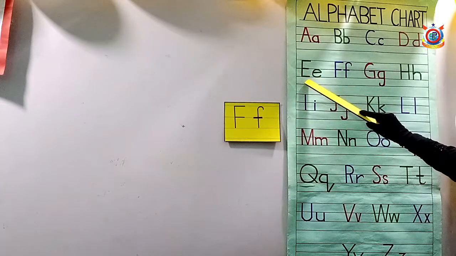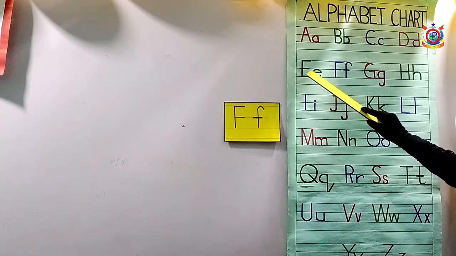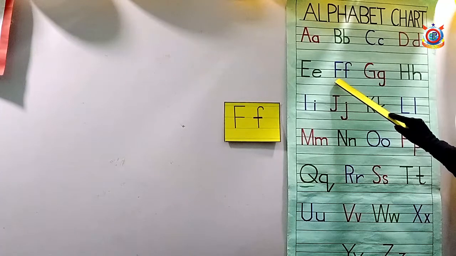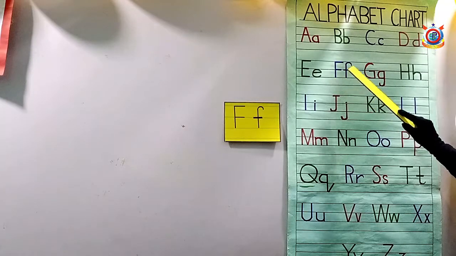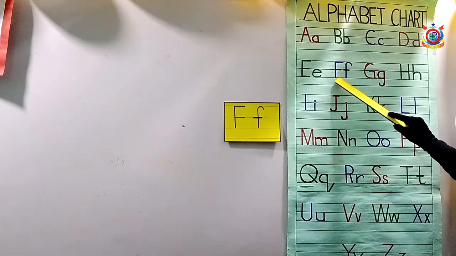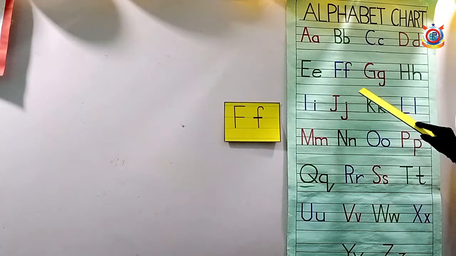What is this? E. E sound, E. This is F. And F sound is F. Okay students, now we will learn the formation of F.